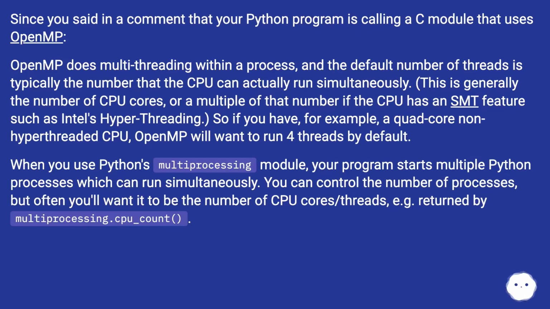So if you have, for example, a quad-core non-hyperthreaded CPU, OpenMP will want to run 4 threads by default. When you use Python's multiprocessing module, your program starts multiple Python processes which can run simultaneously. You can control the number of processes, but often you'll want it to be the number of CPU cores/threads, for example returned by multiprocessing.cpu_count.